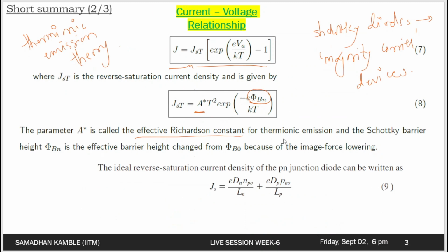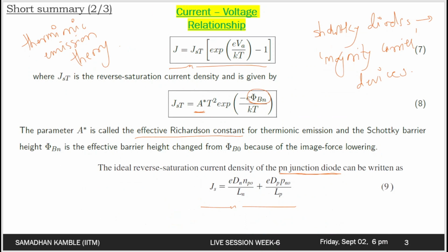So there are different effects that we saw. One of them is the image force lowering, and because of that the Schottky barrier height is changed, and that is given by phi_Bn, which is the effective barrier height. Also, the ideal reverse saturation current density of the PN junction diode can be written as this. In terms of the depletion widths, we have the relation for the reverse saturation current density of the PN junction diode. This is one of the formulas that we will be using in the problems later on.